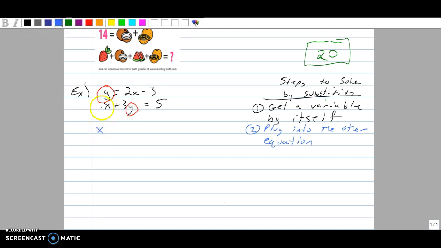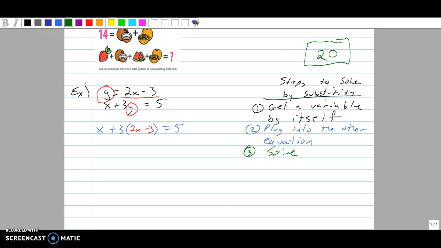So we're going to use the other equation, x plus 3 times. Now instead of y though, we're going to put parentheses. Something is going to go in for y. What do you think is going to go in for y? Well, it turns out it's what y is also equal to. y is also 2x minus 3 from the first equation. So we plug it in to the other equation, right? We got a variable by itself. We plugged it into the other equation. Step 3, I bet you could see where this is going.